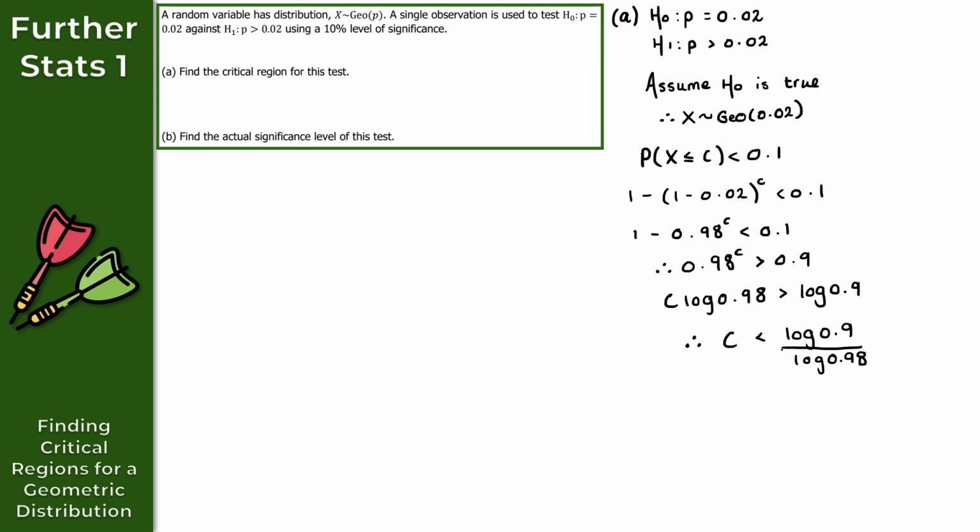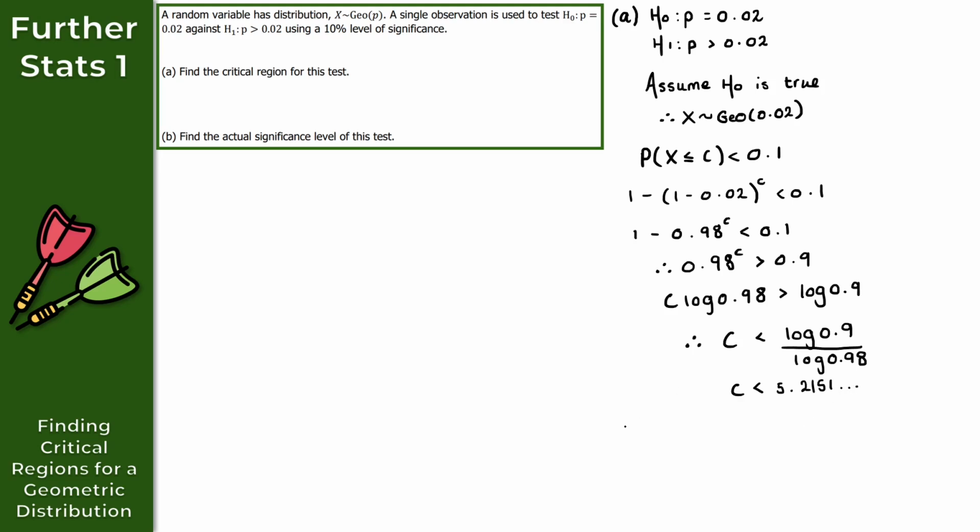So now if we evaluate the right-hand side here using our calculator, if we do this correctly, then what you should find is c is strictly less than 5.2151, and so on and so on.